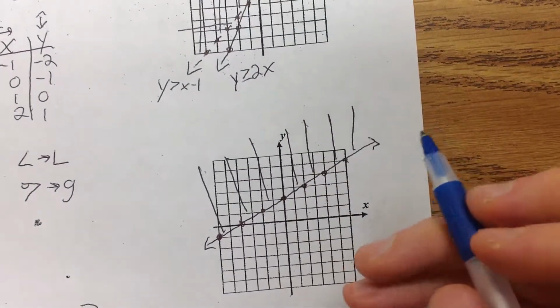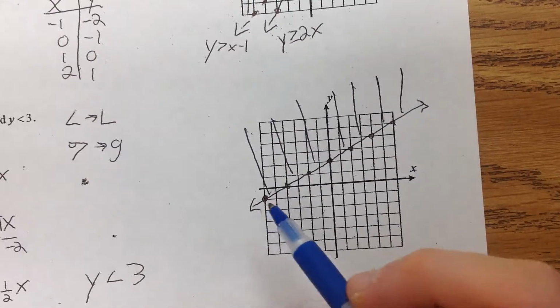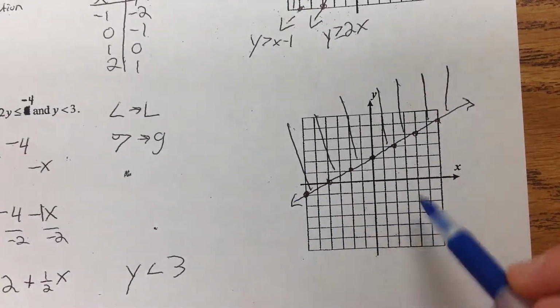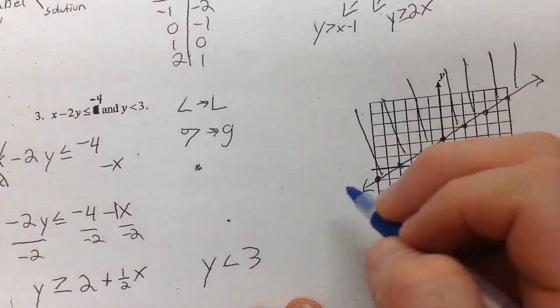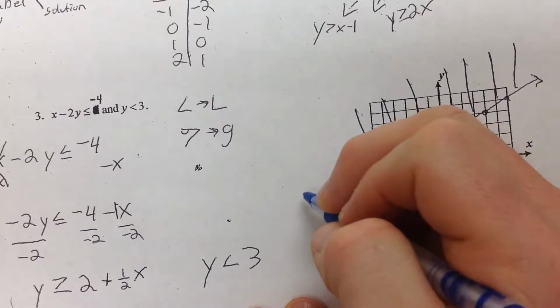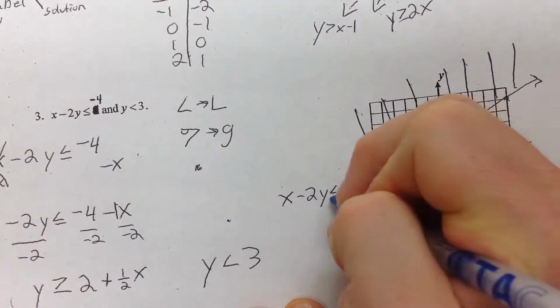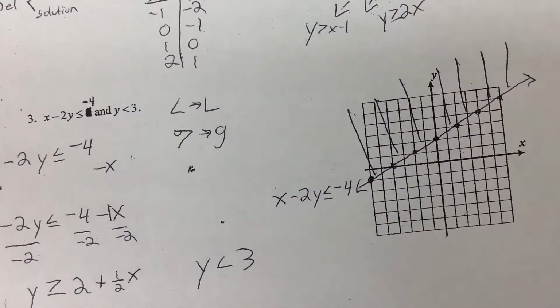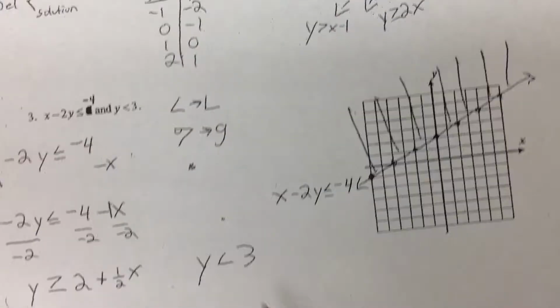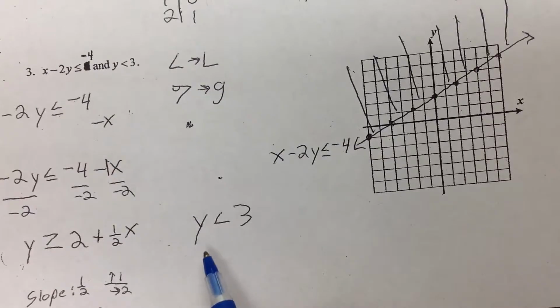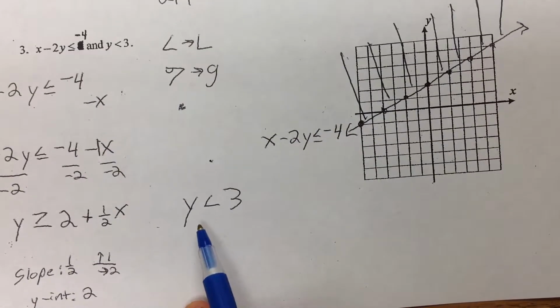All right, I'll put my label on right now to just get it out of the way, but make sure you put it off to the side. We've still got another graph to do, so you don't want to put it in the middle of your grid. So x minus 2y is less than or equal to negative 4. There's my label. Now, let's talk about how we graph y is less than 3.